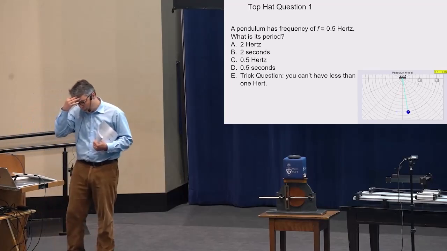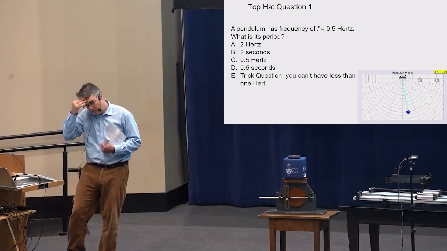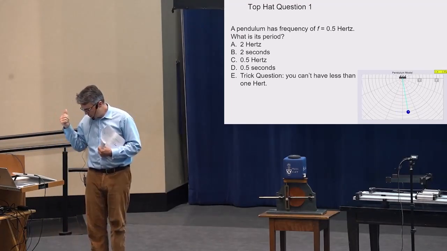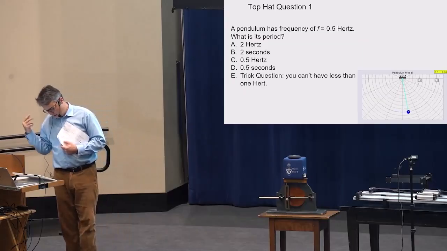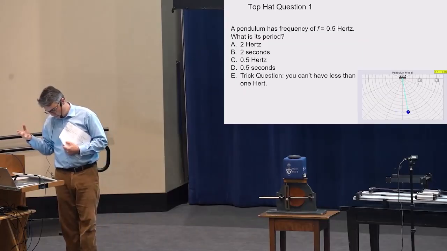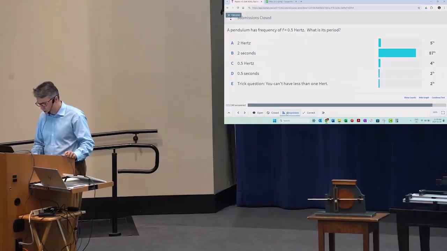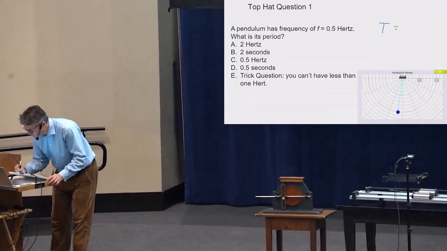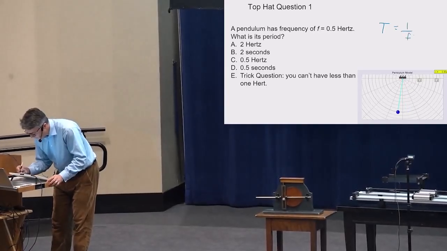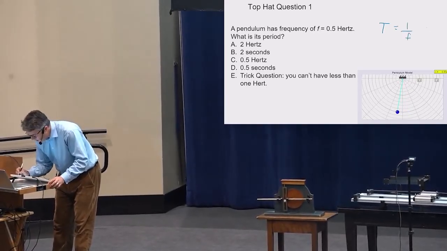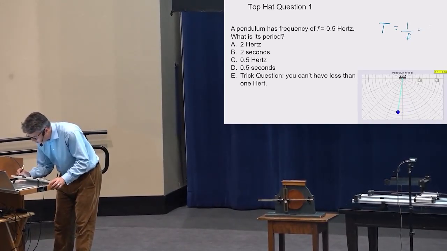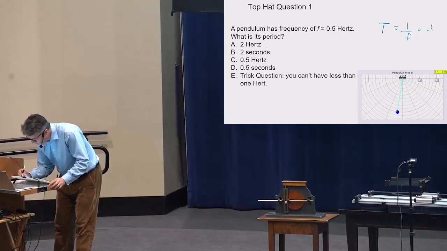A pendulum has a frequency of 0.5 hertz. What is its period? A, 2 hertz; B, 2 seconds; C, 0.5 hertz; D, 0.5 seconds; or E, trick question, you can't have less than 1 hertz. Survey says 2 seconds, that's what I'm going for. T is equal to 1 over f. And so you can have a fractional frequency: 1 over 0.5, you get 2 seconds.